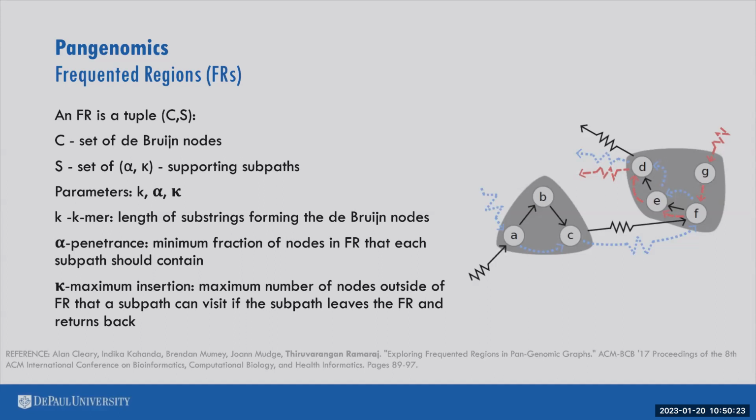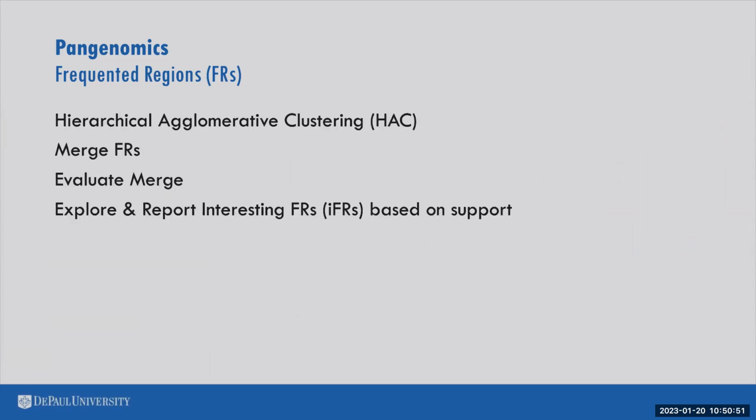Then the kappa parameter will let you decide whether to keep the one there or leave it out because it has an insertion, right? So there are some parameters to see how we want our frequented regions to be. We can use this algorithm, and then we can come up with these frequented regions, right?